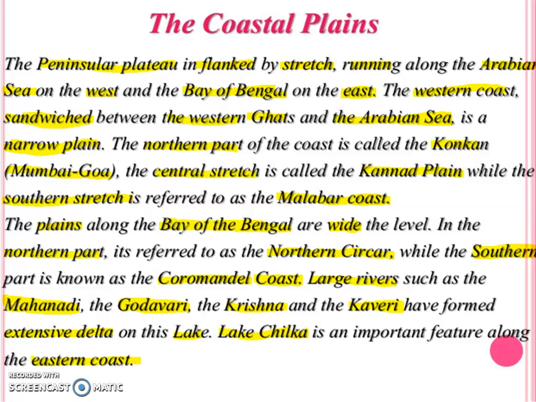The plains along the Bay of Bengal are wider as compared to the Arabian Sea. In the northern part it is referred to as the Northern Circars coast, while in the southern part it is known as the Coromandel coast. Longer rivers such as Mahanadi, Godavari, Krishna, and Kaveri form deltas on the coast. Lake Chilka is one of the important features of the eastern coast.